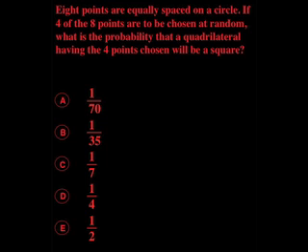8 points are equally spaced on a circle. If 4 of the 8 points are to be chosen at random, what is the probability that a quadrilateral having the 4 points chosen as vertices will be a square?